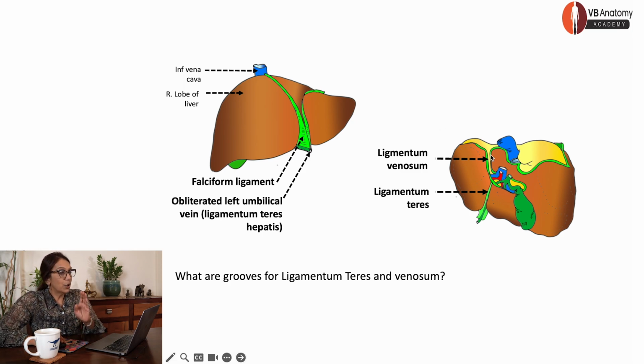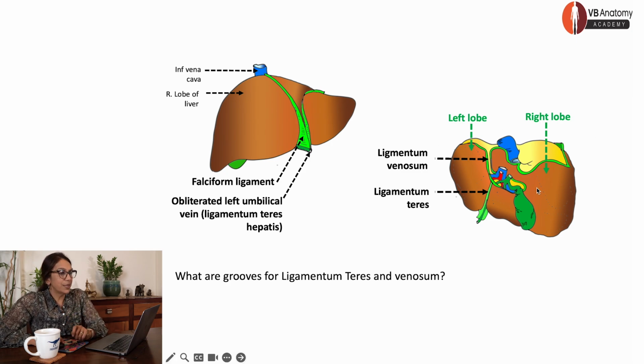Because of these two and the falciform ligament anteriorly, you can divide your liver anatomically into right lobe, which is very large, and left lobe, which is only 1/5 of the whole liver. So these are the right and left lobes of liver.